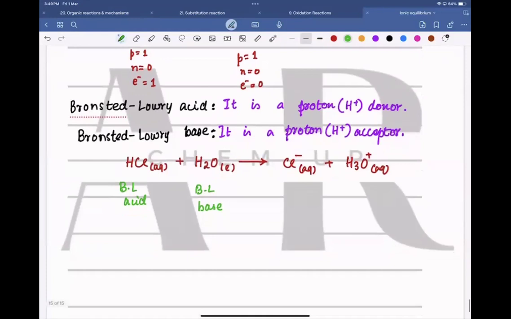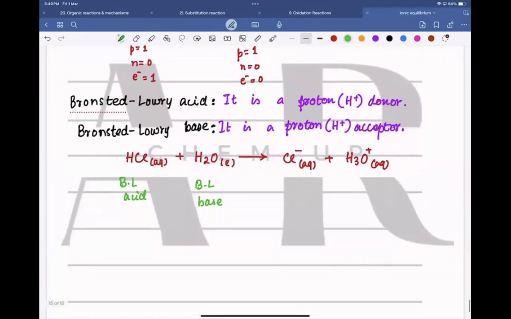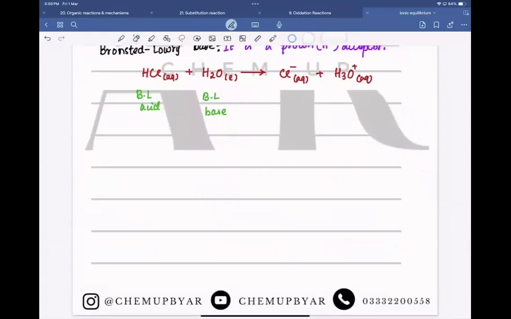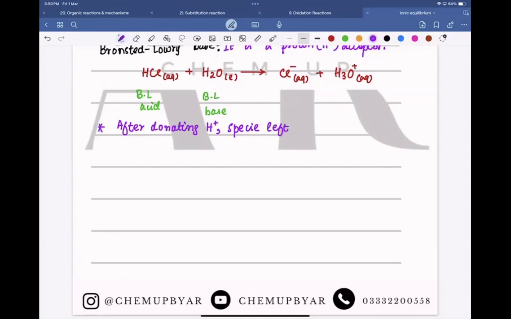Now, another important thing over here to understand is after donating H positive ion, the species, or you can say the atom or a group of atoms, left behind is called the conjugate base of that acid. So in the above equation, the Cl negative ion is the conjugate base of HCl.